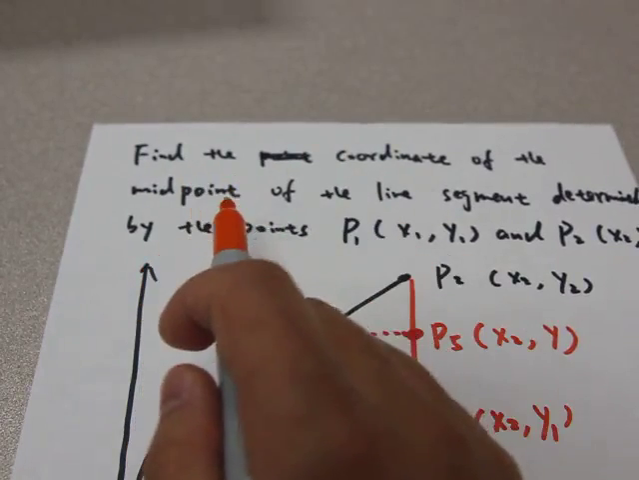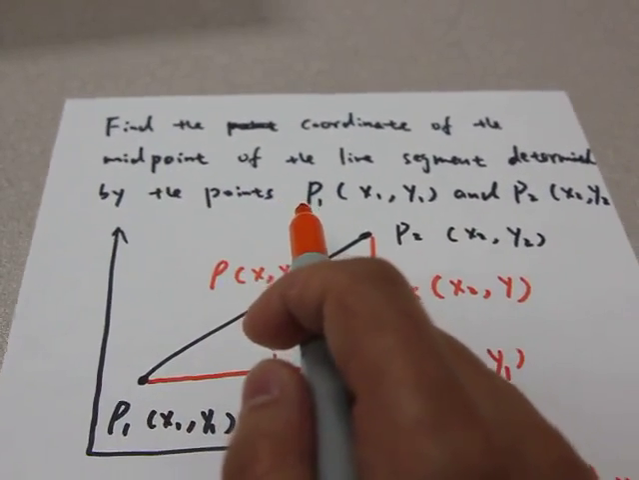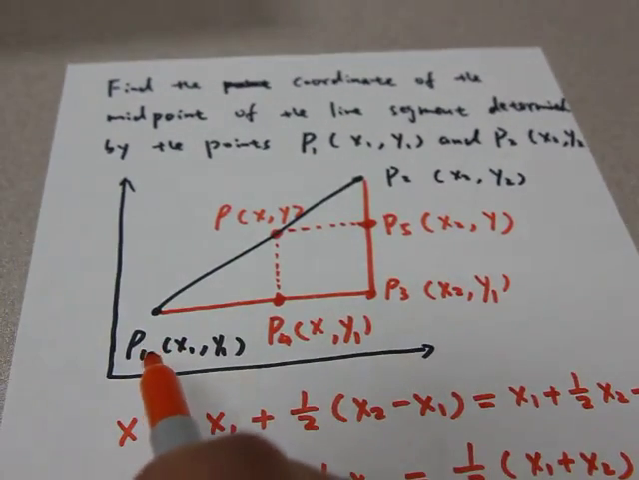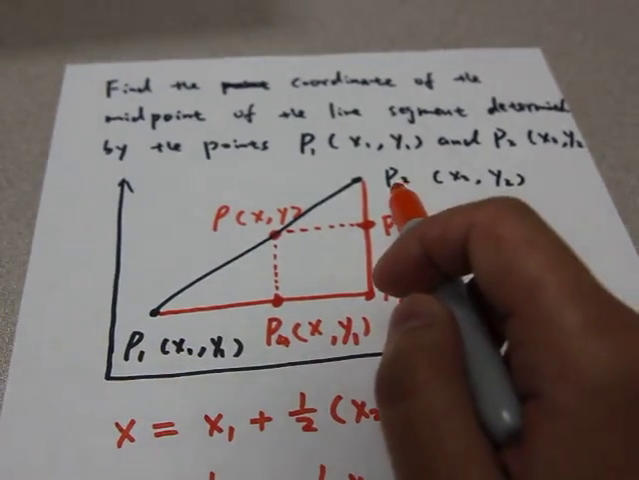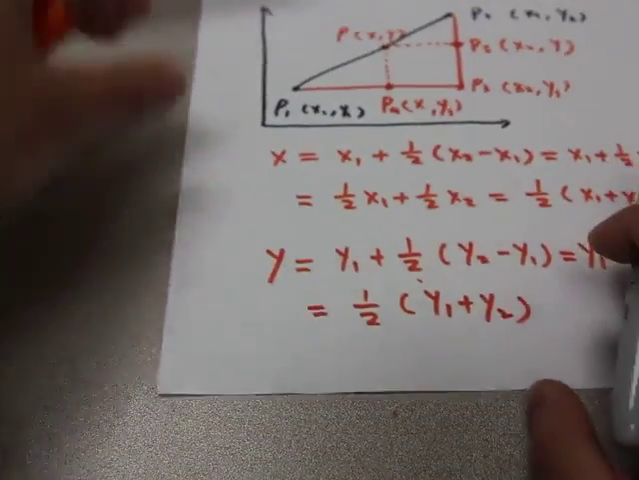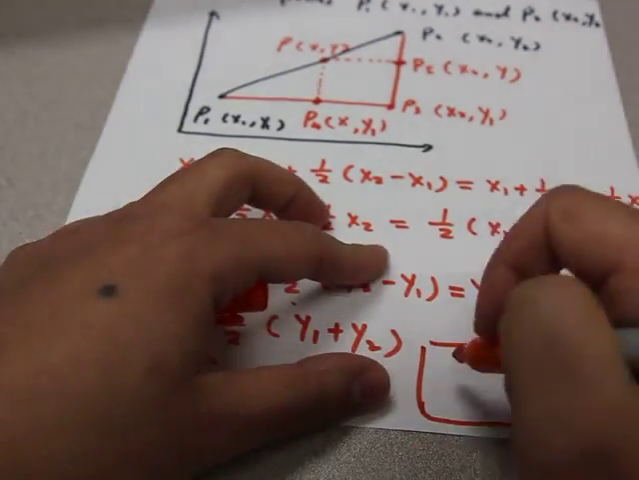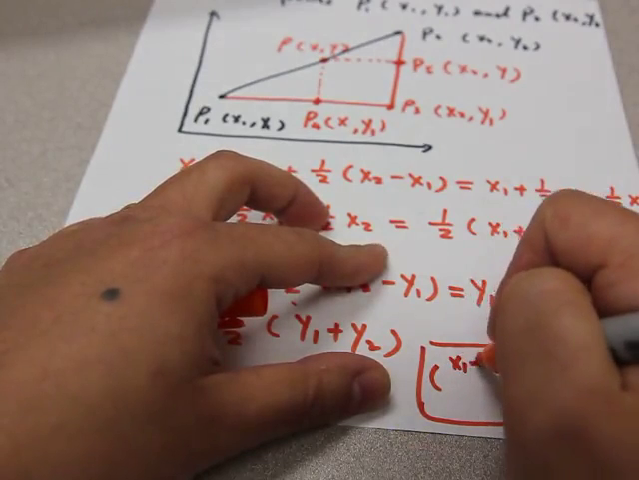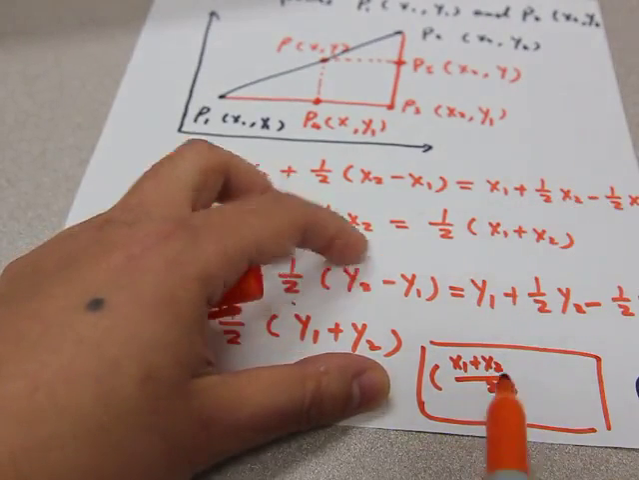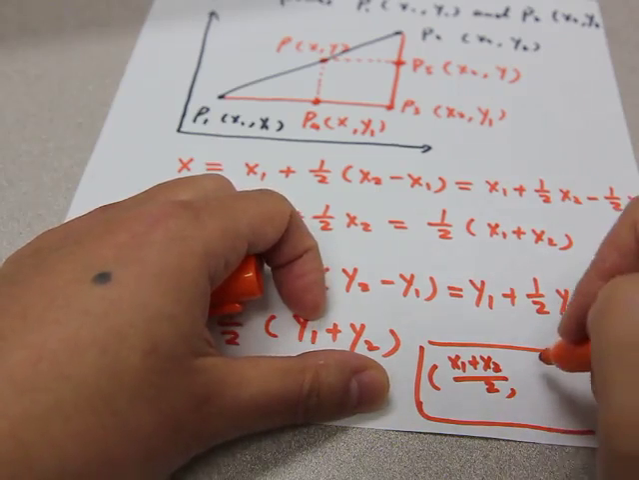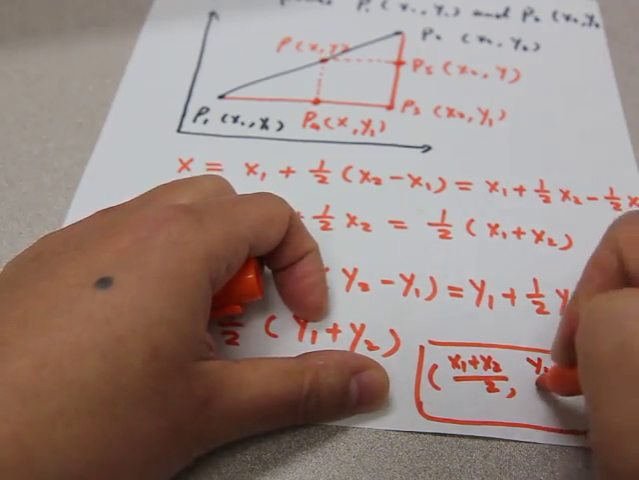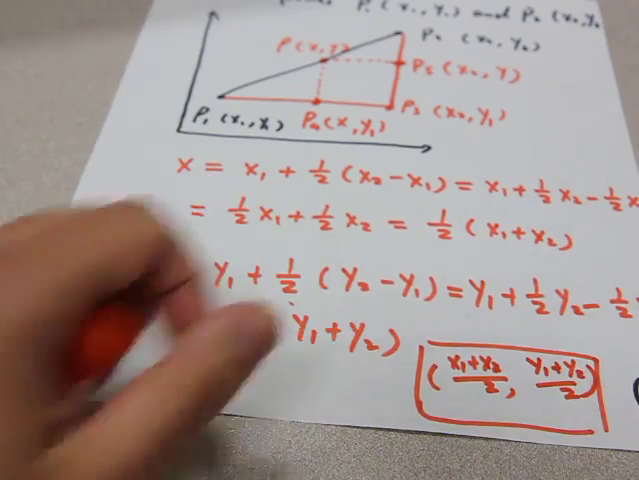For the point located 1/2 of the way between the two given points P1 and P2, the coordinate of such a point is x1 plus x2 over 2. So this is the x coordinate, and the y coordinate is y1 plus y2 over 2. Now let's look at another example using this formula.